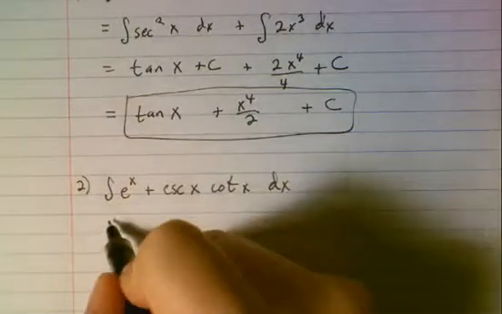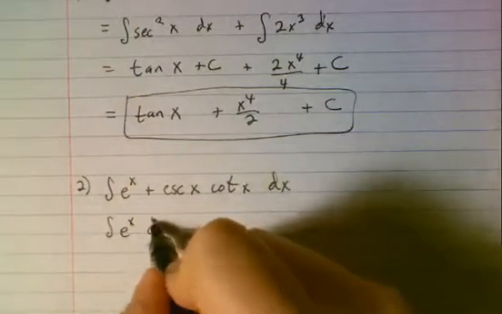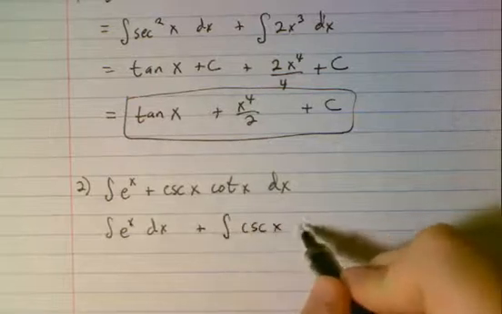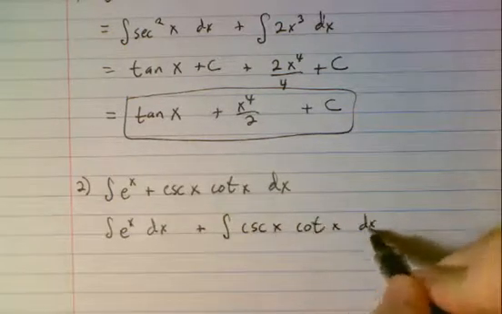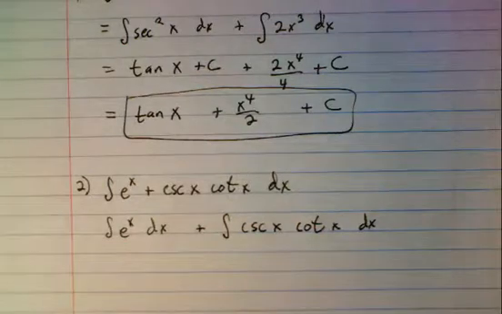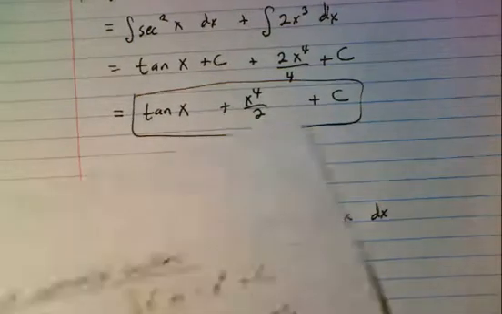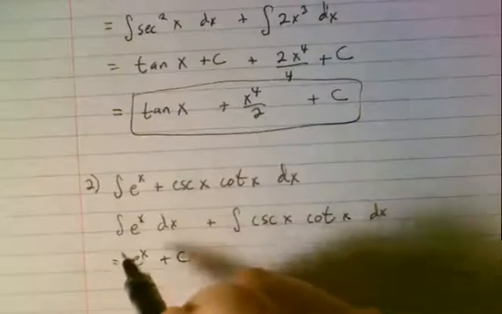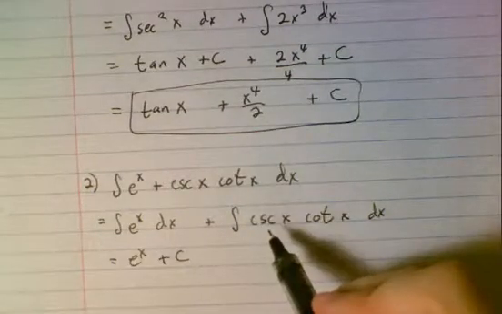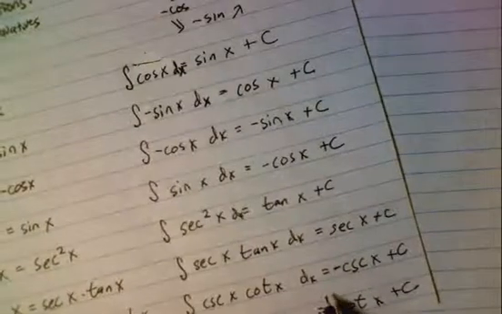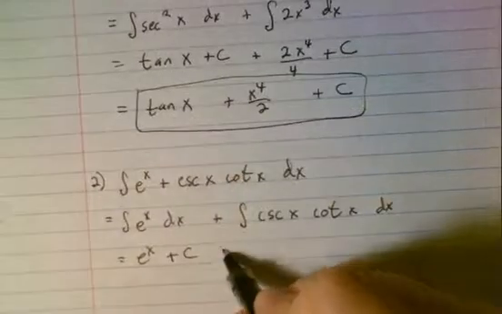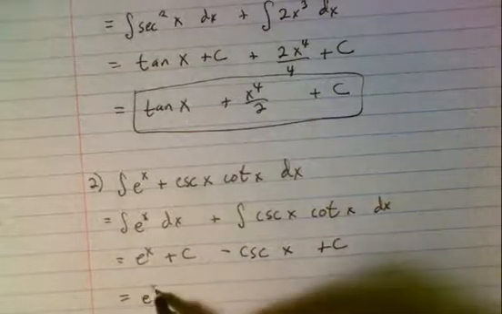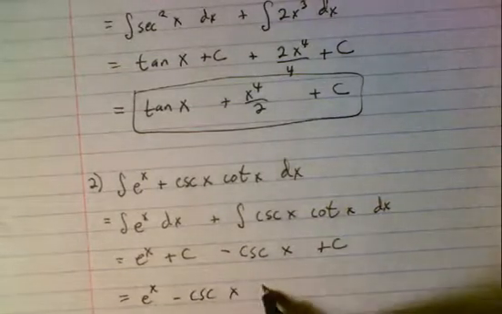Okay, so this is the same as saying we want to do the antiderivative of e to the x. We can split them up. Antiderivative of cosecant x cotangent x. And these are ones that we just have to know from our rules. So antiderivative of e to the x is just e to the x plus c. Antiderivative of cosecant x cotangent x is negative cosecant x plus c. Combine our c's together: e to the x minus cosecant x plus c.